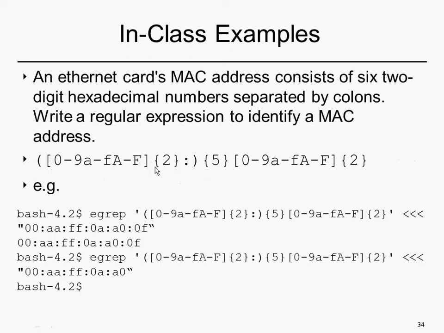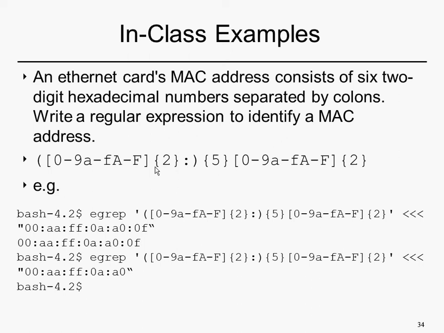Matching 5 of these whole things, each of which consists of 2 hexadecimal digits followed by a colon. So we have 2 hexadecimal digits and a colon, and that's repeated 5 times in a row. And then we follow it by 2 hexadecimal digits. So we could give this sort of thing, and we'll print it out, and we could give it something that's ill-formed, for example, missing the final one, and it won't print it out.